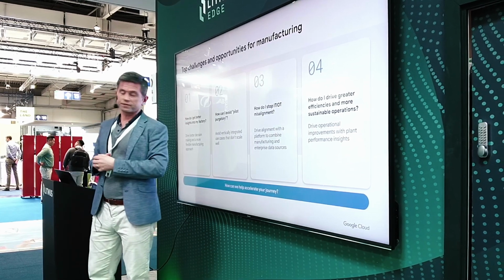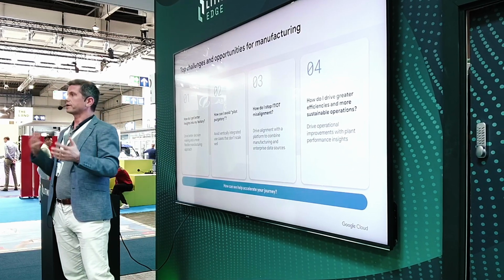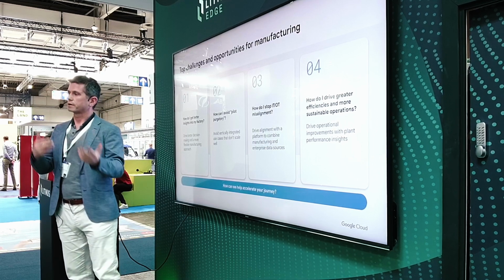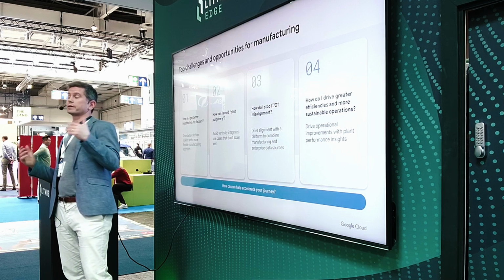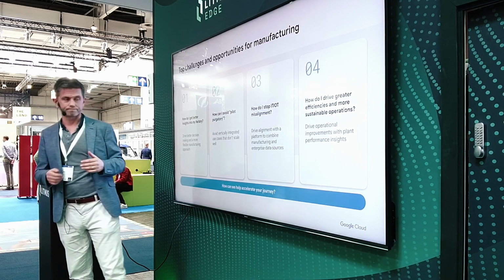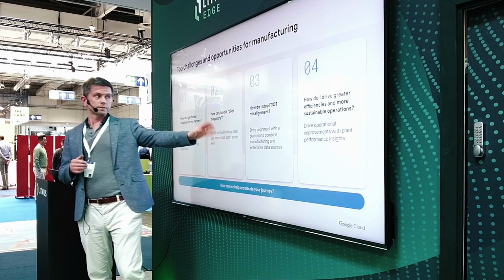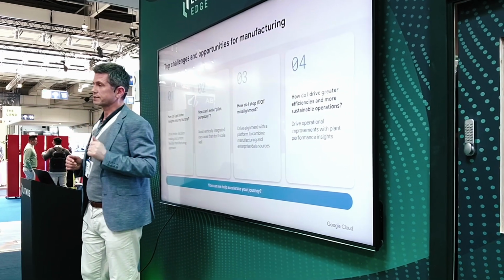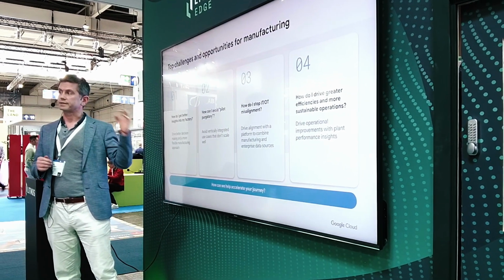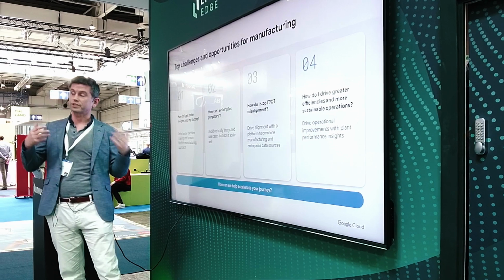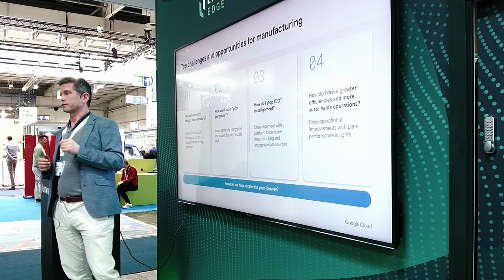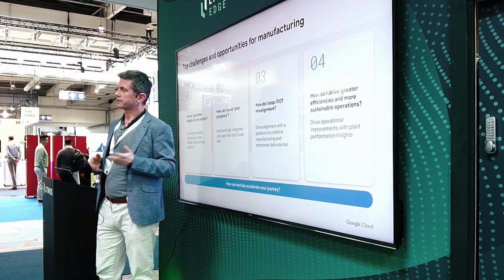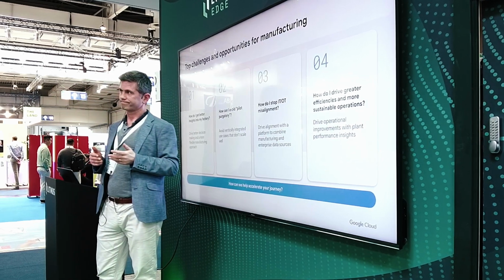How do I drive greater efficiencies? So how do I use that data to actually then improve my manufacturing processes? How do I get them more optimized? How do I make them more sustainable? Use less water consumption. And then I deliberately left number 3 for last because this is crucial and central to what's changed with Cortex framework manufacturing. How do I stop IT-OT misalignment? How do I blend IT and OT data effectively?